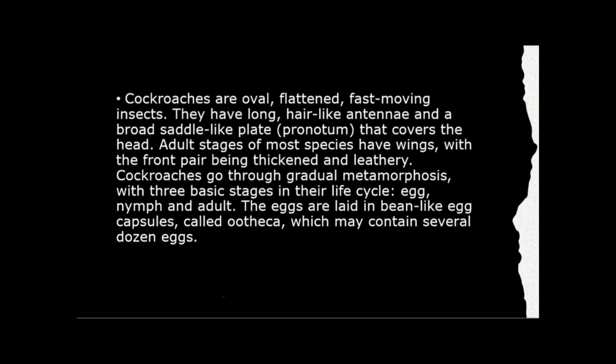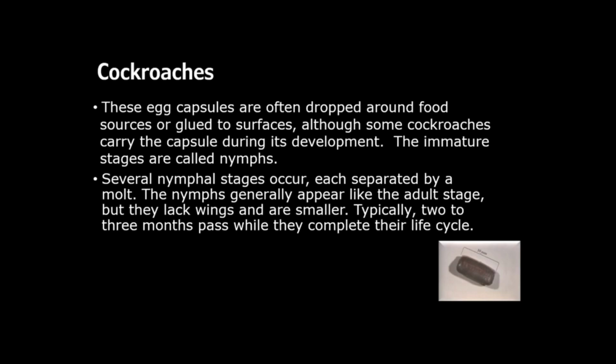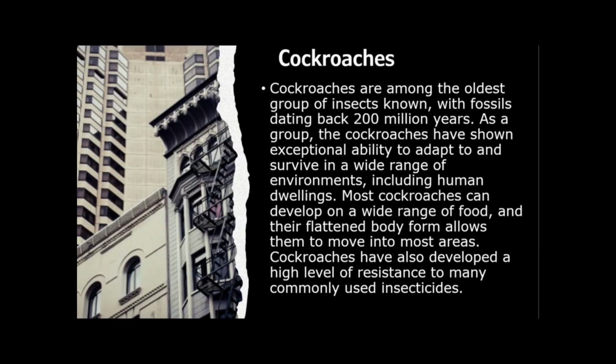The eggs are laid in bean-like egg capsules called ootheca, which may contain several dozen eggs. Cockroaches. These egg capsules are often dropped around food sources or glued to surfaces, although some cockroaches carry the capsule during its development. The immature stages are called nymphs. Several nymphal stages occur, each separated by a molt. The nymphs generally appear like the adult stage, but they lack wings and are smaller. Typically 2 or 3 months pass while they complete their life cycle.